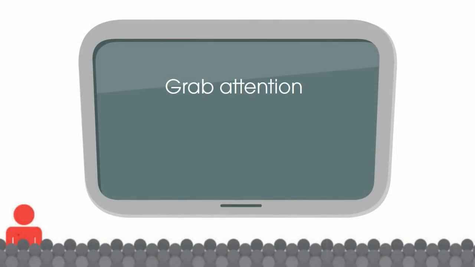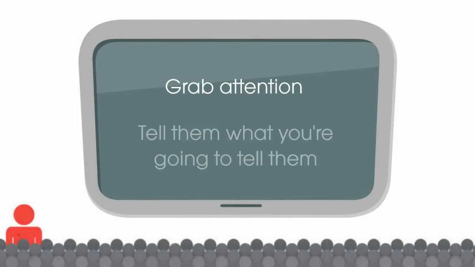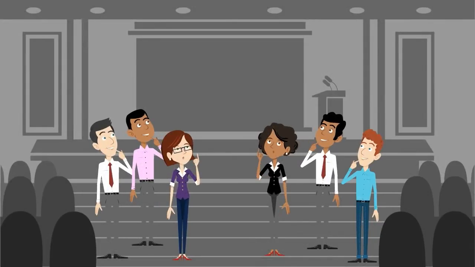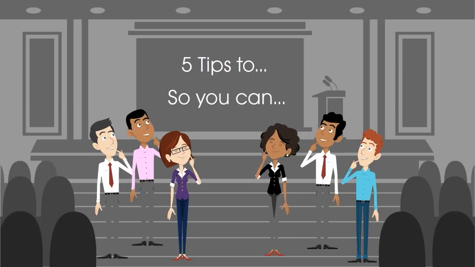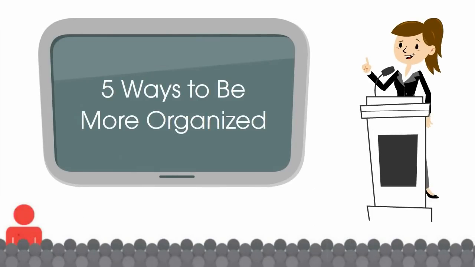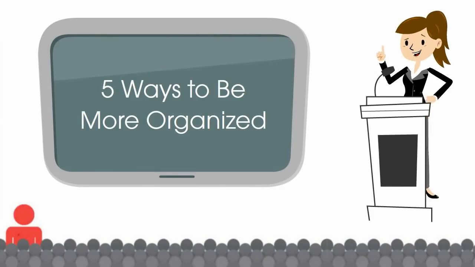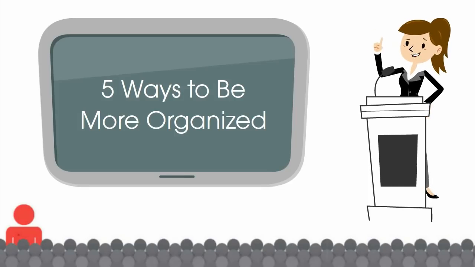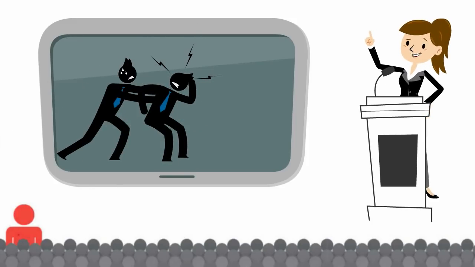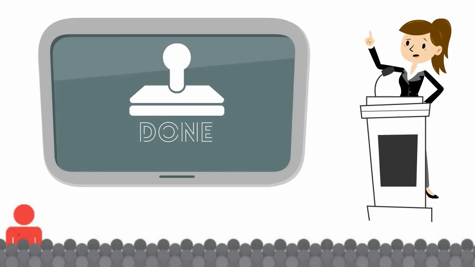Once you've grabbed your audience's attention with a strong, relevant opening, you need to tell them what you're going to tell them and why it matters to them. This is an important part of your introduction. You're letting your audience know what you're going to be talking about in your upcoming presentation and what they can expect to take from the speech. For example, if you're going to give your audience 5 tips to be more organized, you may say something like, "Over the next 20 minutes, I'm going to share with you 5 ways you can be more organized so that you can reduce stress and accomplish more."